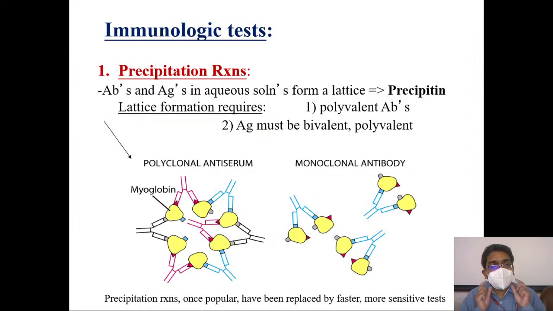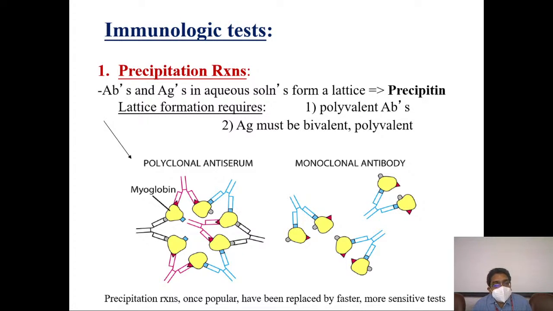Among the immunological tests, the common ones are precipitation reactions and agglutination reactions. They will ask about the definition, so you should know it. A precipitation reaction is when the antigen and antibody combine, reacting in an aqueous solution, and they form a lattice that is called precipitin. The lattice formation requires polyvalent antibodies, and the antigen must be bivalent or polyvalent, able to bind with this.